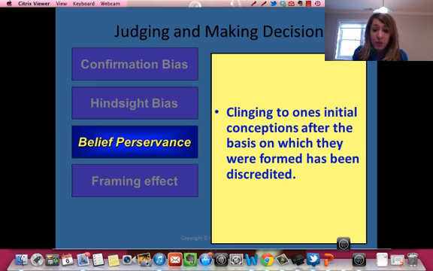The next one is belief perseverance. And this is the idea that once you have a belief about something, it is very hard to change it because you tend to cling to your initial conception even if it's wrong and it's been proven that it's wrong. A great example of this is Obama's birth certificate. People are still set on the fact that Obama was not born in the United States even after the proof came out that his birth certificate shows he is a citizen and was born here. They hold on to that belief.